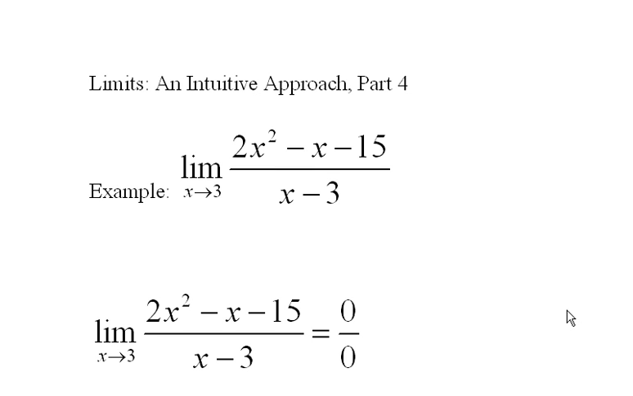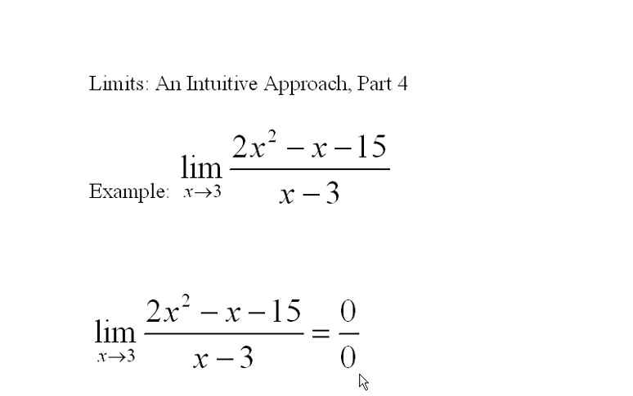Limits, an intuitive approach, part 4. Here we have the limit of a rational function as x approaches 3. It's a two-sided limit. And the first thing you try with a rational function like this, or any function really, is plug in 3 and see what happens.